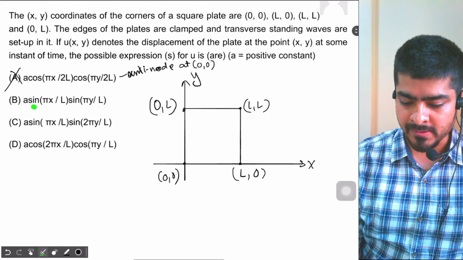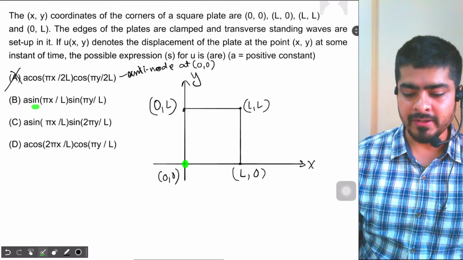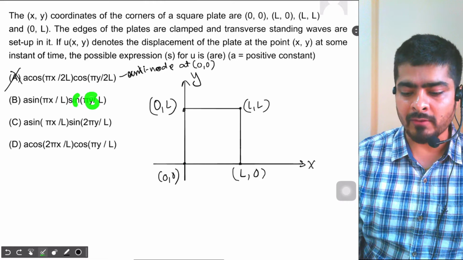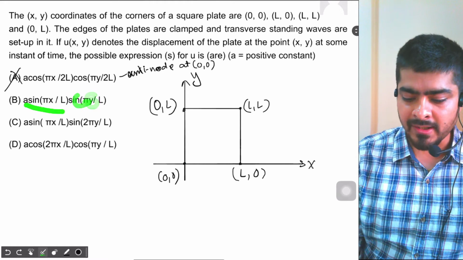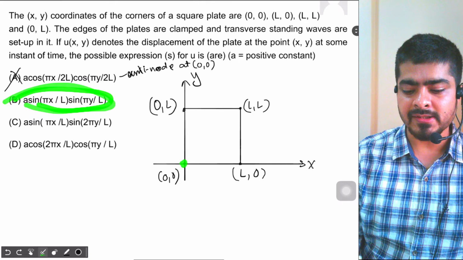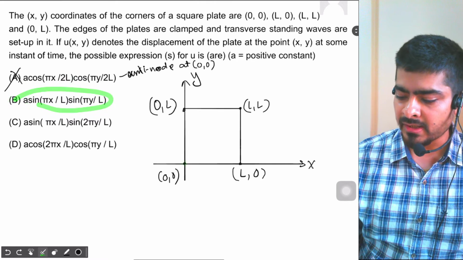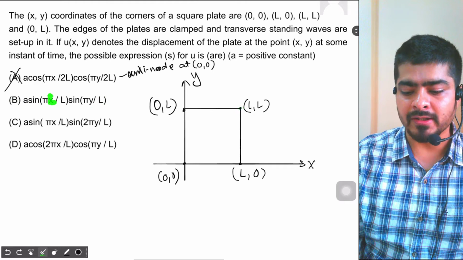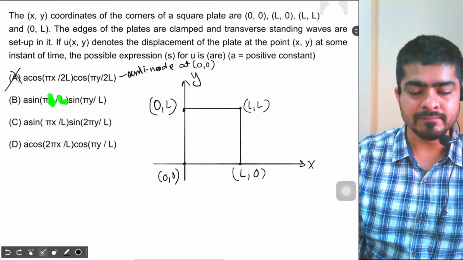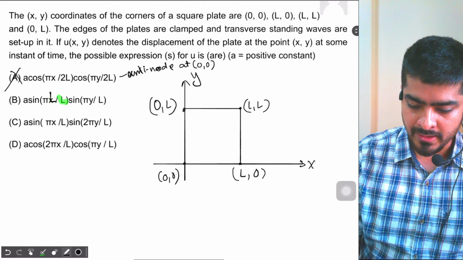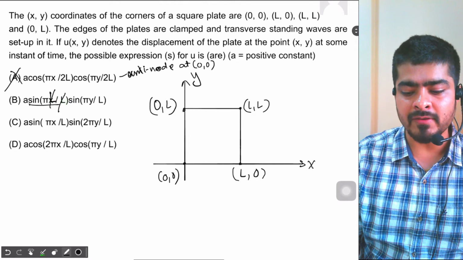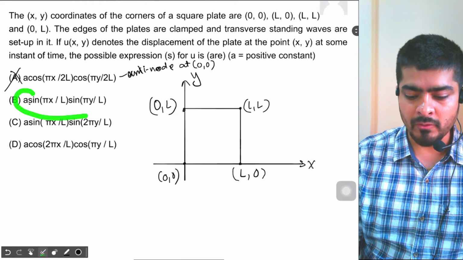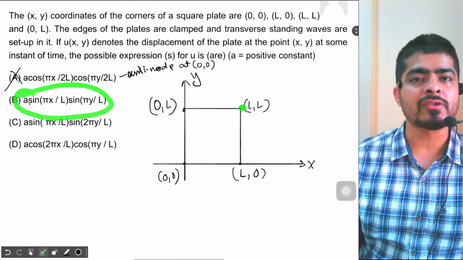Then come to this part. Now observe this point. So when you put x equal to 0, sine 0 is 0. When you put y equal to 0, sine 0 is again 0. So we are getting a node at the origin due to this equation. Let's check this point now. So when you put x equal to L over here, L by L is 1. So sine pi will be 0 again. Okay. So again your function is becoming 0 at this point. So we are getting a node.